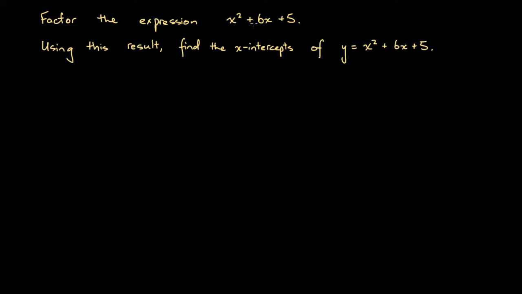Factor the expression x squared plus 6x plus 5, and using this result, find the x-intercepts of y equals x squared plus 6x plus 5. Well, let's start by factoring the expression.